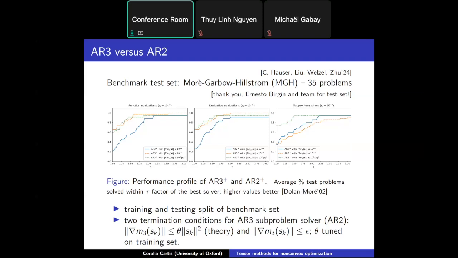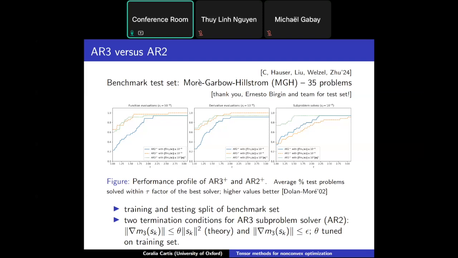So the higher the curve, the better the method. In this case, we see that in terms of function evaluations, AR3 methods with different accuracies for the subproblem solved are better than AR2. And similarly for the number of derivative evaluations and the number of subproblem solves, especially one of the AR3 variants is better than second order. So we were very encouraged by this.